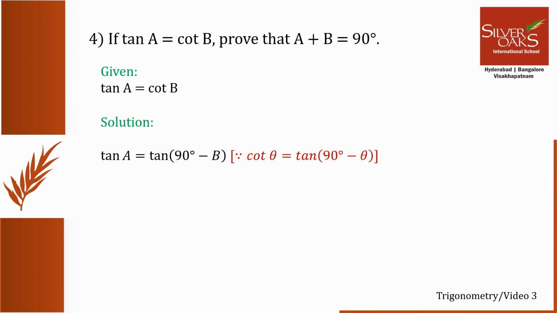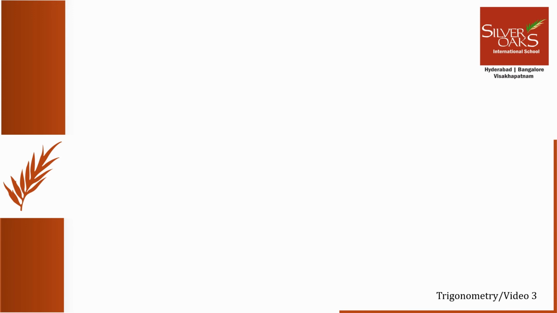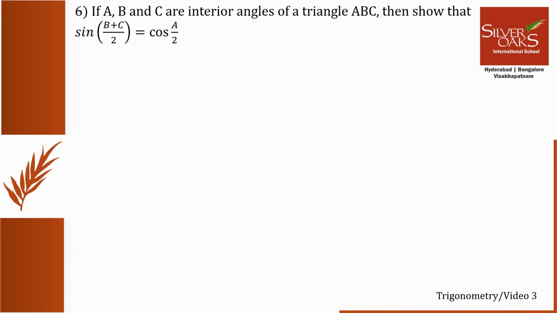So, tan gets cancelled. A is equal to 90 degrees minus B. Send minus B to LHS. So, A plus B is equal to 90 degrees. So, we proved that A plus B is equal to 90 degrees. Now look into the sixth question.